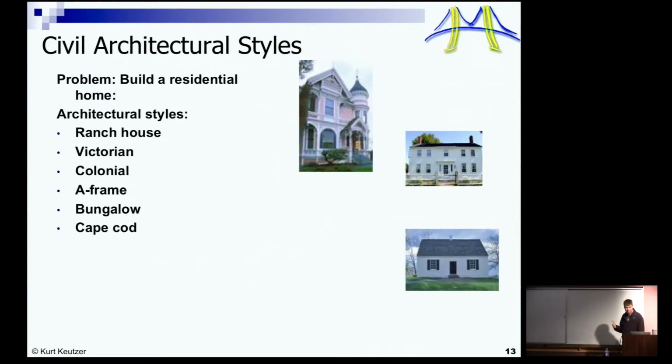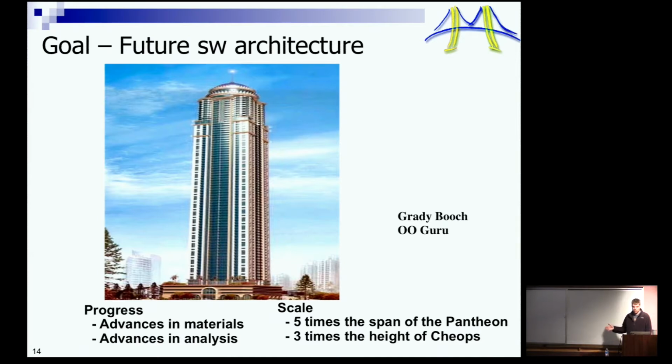And it's analogous, if you think about building a house, to different kinds of houses, such as a ranch house, colonial, or a bungalow. This is the analogy. And then the goal, of course, this is again from the software engineering talk, is what do we need to do to build the building of the future, which is just enormous. We need advances in materials and analysis, so better architecture, better tools, and so on.